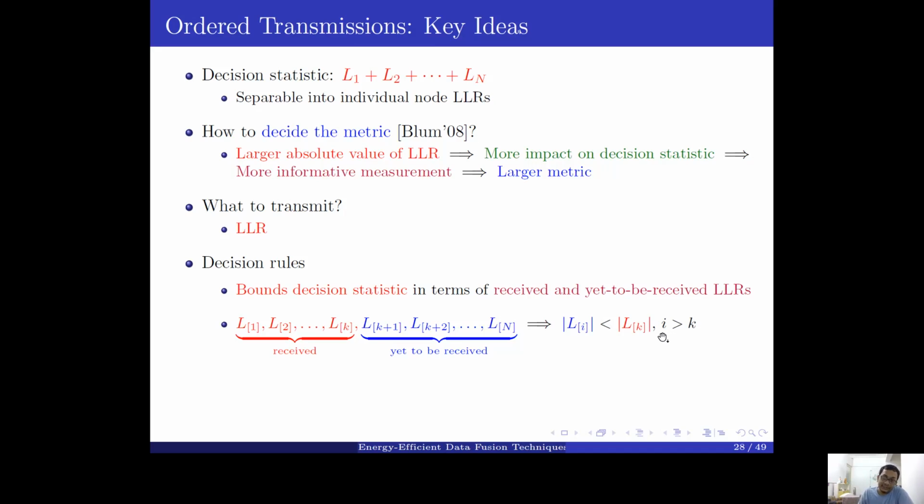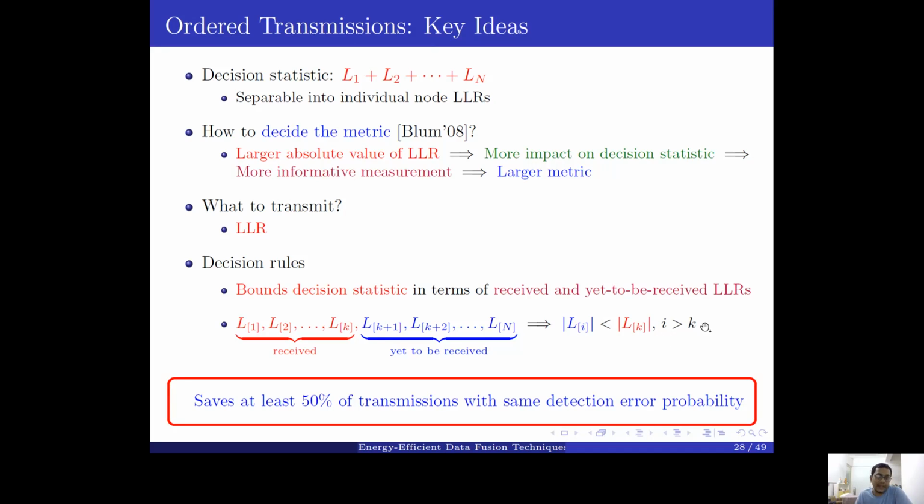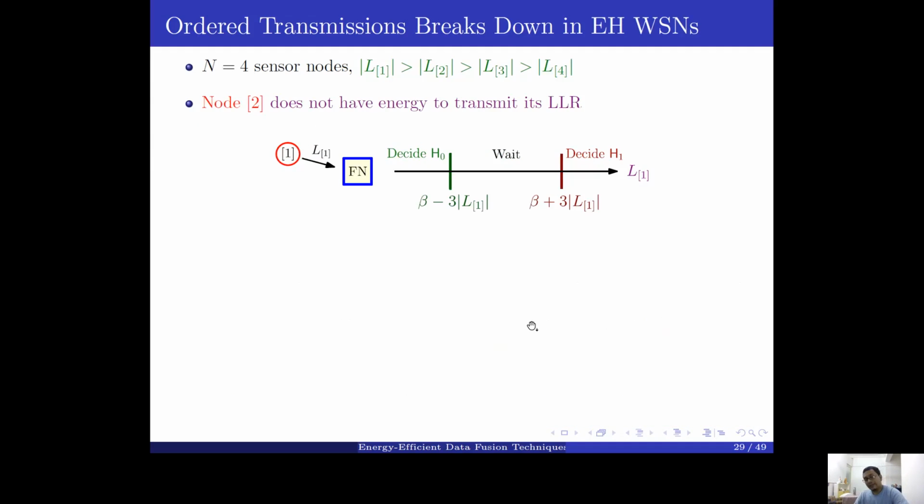Using all these ideas, it is proven that you can save at least 50% of the transmissions while attaining the same detection error probability. Thus, not only do you save energy, but you do so without any impact on the performance. Thus, the ordered transmission scheme achieves energy efficiency without compromising the performance. However, it faces several challenges when you try to implement it in energy harvesting wireless sensor networks.